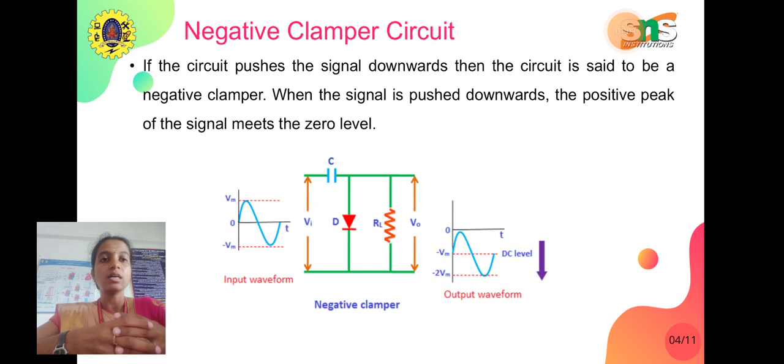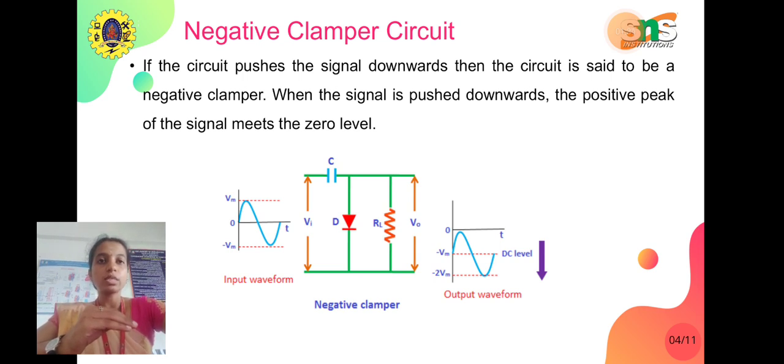Here in this circuit diagram I have shown the input wave is shifted downwards, where the positive peak reaches the zero level. This is called negative clamper circuit. In this circuit we have a capacitor, diode and a load resistor. The diode will act in a reverse bias condition.